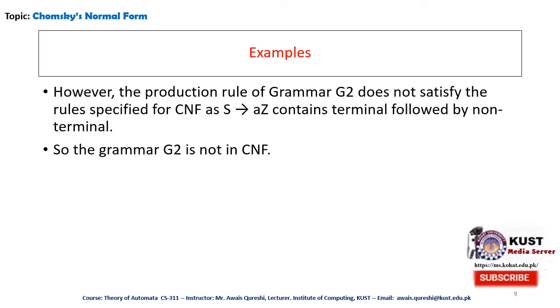However, the production rule of grammar G2 does not satisfy the rules specified for CNF, as S implies AZ contains a terminal followed by a non-terminal. So that's why we have rejected grammar 2 and it is not in Chomsky's normal form. So this is the main difference between Chomsky's normal form and other grammars: Chomsky's normal form has some rules that need to be followed, that need to be completed before converting a grammar into Chomsky's normal form.